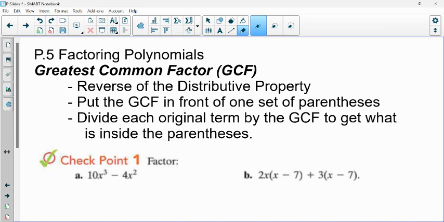All right, so again, GCF is the reverse of the distributive property. You're going to put one set of parentheses with that GCF in front, and then to get what's inside your parentheses, you're going to divide each original term by the GCF. Okay, and you can always double check your work. Once you factor out, you can do a quick distributive property in your head and see if it does actually equal.